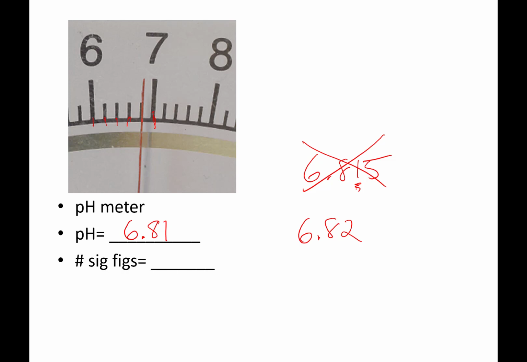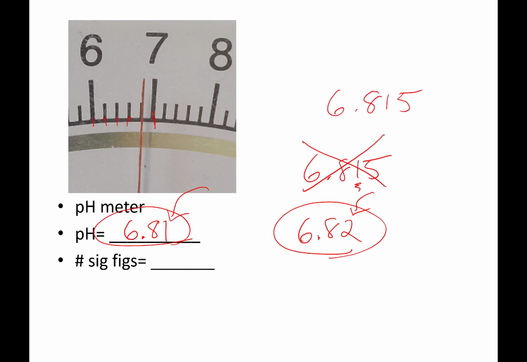That is not correct. This is allowed and this is allowed, because by expressing that, in science, you are saying this is a guesstimate, this is a guesstimate. If you say 6.815, you are saying I know all of those for certain and that's my guesstimate. So you have to be very careful how you write data down in science. How many sig figs? 3.